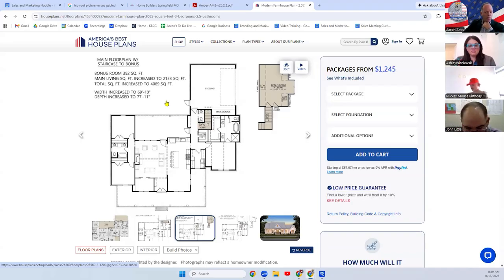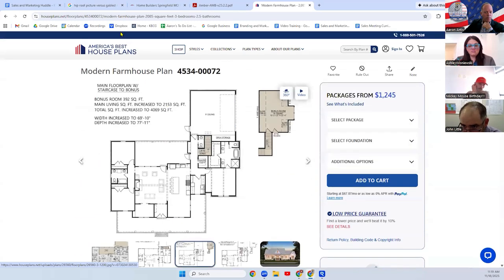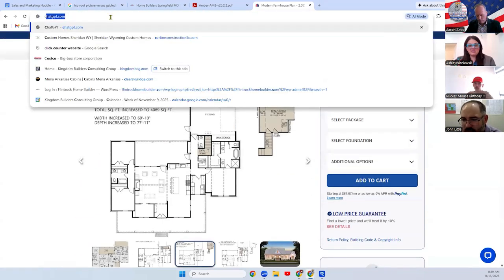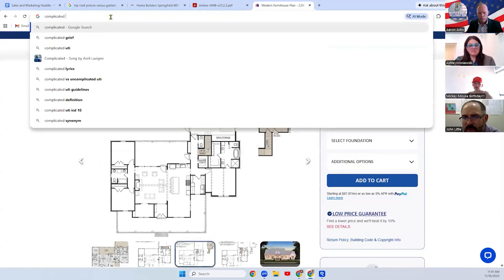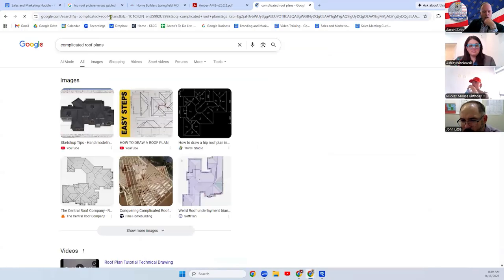Do you know why? More foundation, more footings, more dig out, more of all of those things, but it also creates a very complicated roof plan.